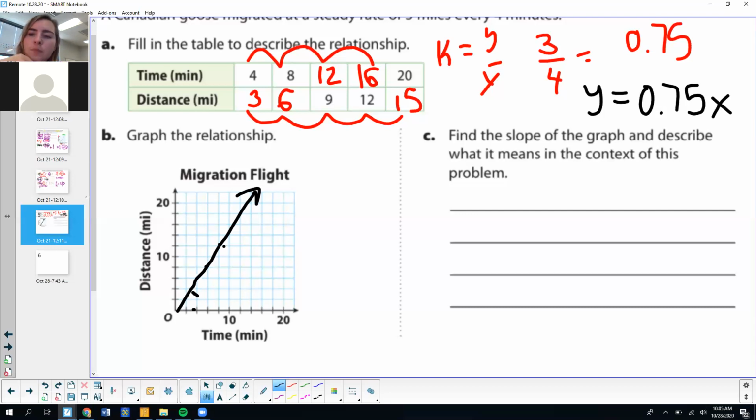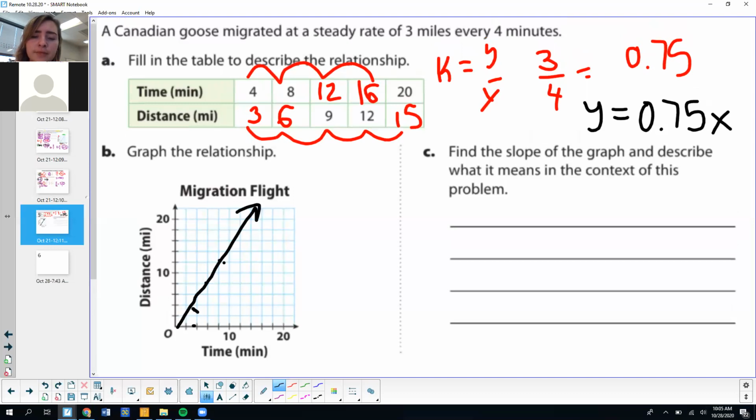All right, so this says find the slope of the graph and describe what it means in the context of this problem. We already found the slope. It's 0.75. The constant of proportionality, we know that this slope is changing at a rate of 3/4. So this 3/4 means that, let's see, I'm trying to find one of my points. So let's see, 8, 6.